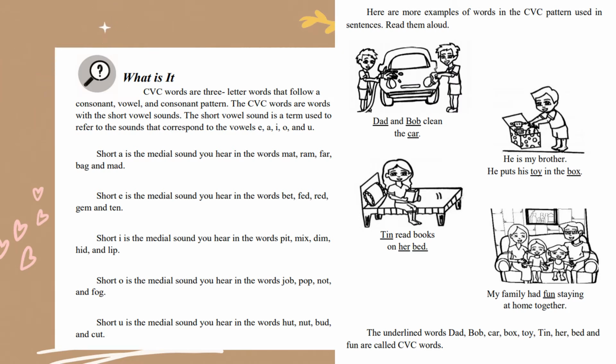Here are more examples of words in CVC pattern used in sentences. Let's read it together. Dad and Bob clean the car. He is my brother. He puts his toy in the box. Teen read books on her bed. My family had fun staying at home together. The underlined words dad, Bob, car, box, toy, teen, her, bed, and fun are called CVC words.